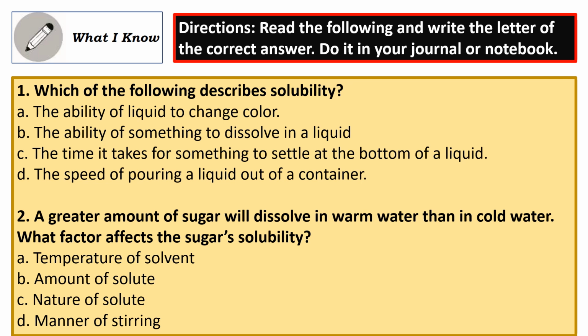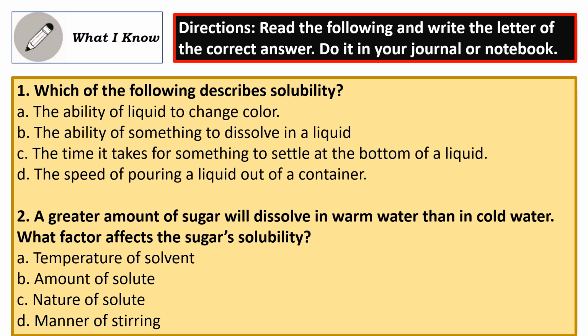Number 1. Which of the following describes solubility? A, the ability of liquid to change color? B, the ability of something to dissolve in a liquid? C, the time it takes for something to settle at the bottom of a liquid? Or D, the speed of pouring a liquid out of a container?